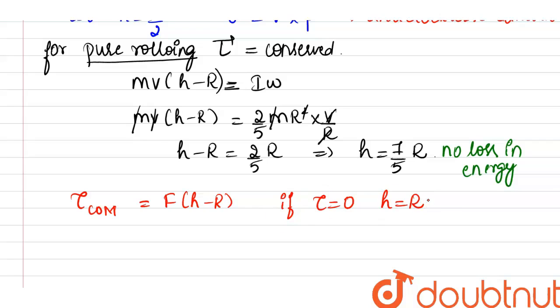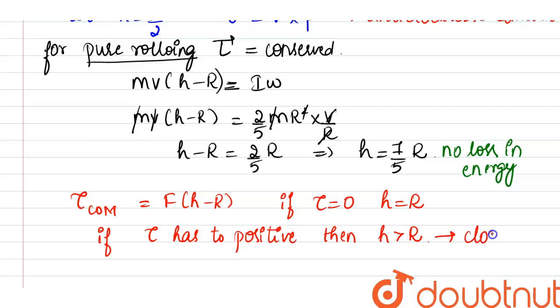We know it. Then the body will only have translational motion, which we have concluded. If tau has to be positive, then h should be greater than r. So if h is greater than r, tau will be positive and hence it will spin clockwise. And whatever loss in energy is there, that is going to happen through friction. So this is the conclusion we are coming to.